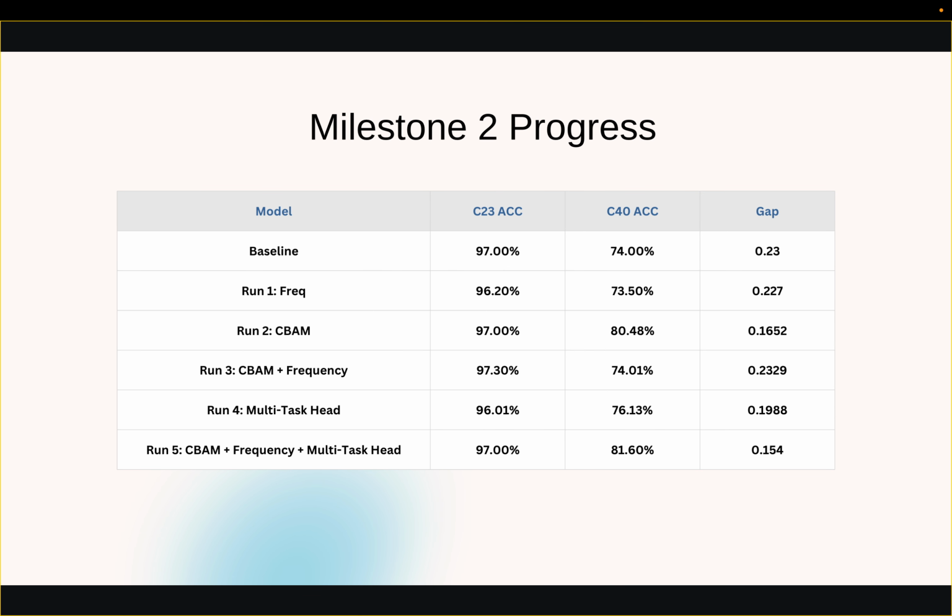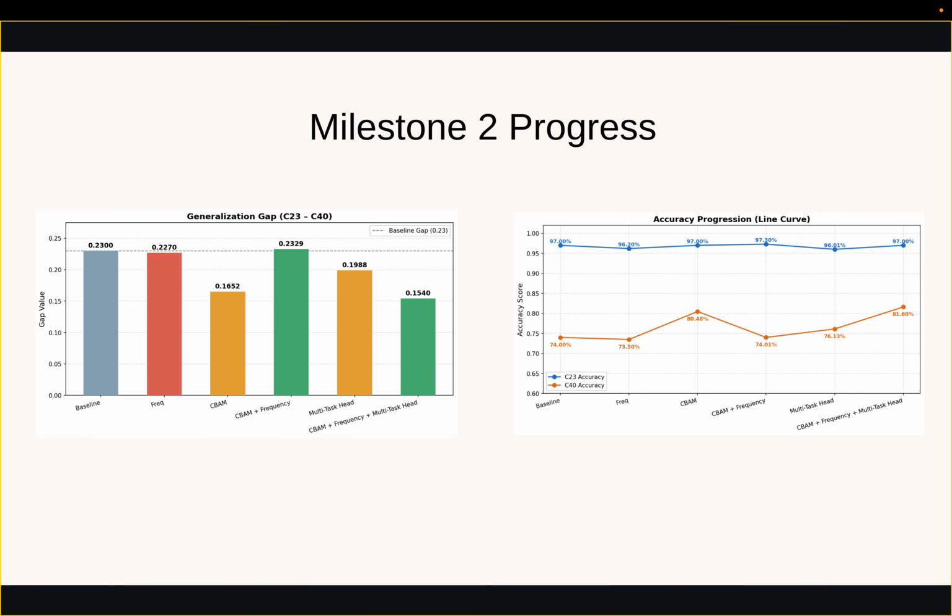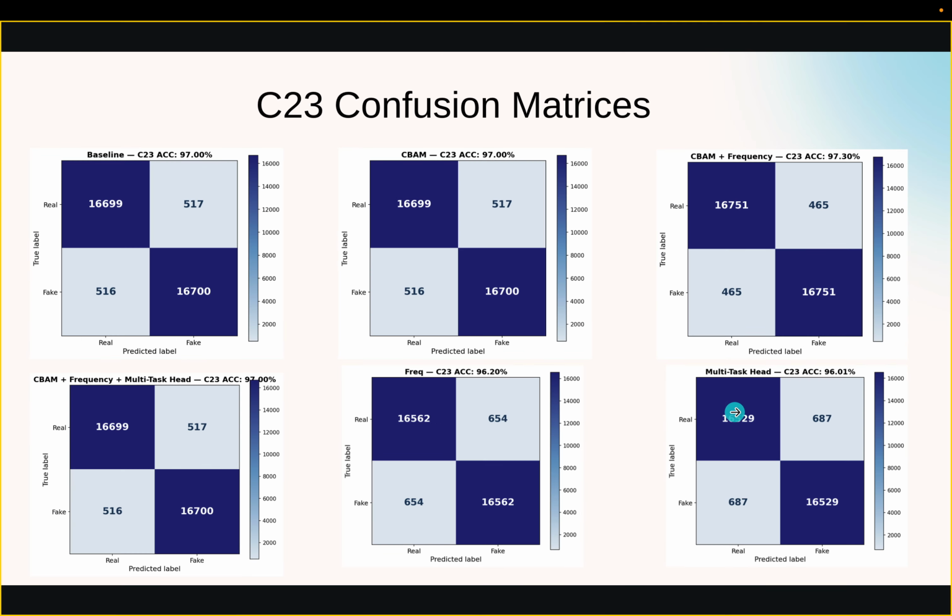The bar chart and the line curve on the next slide make the progression clear. As we can see here, the difference between gaps. And moving on to the confusion matrices, this is the C23 confusion matrices, and these confirm the results that you saw on the table before.